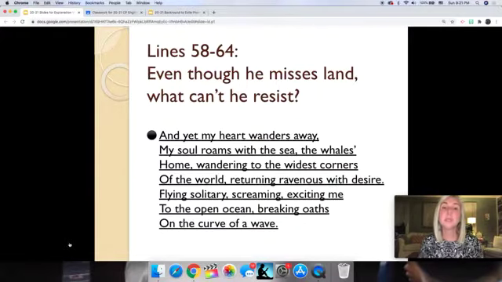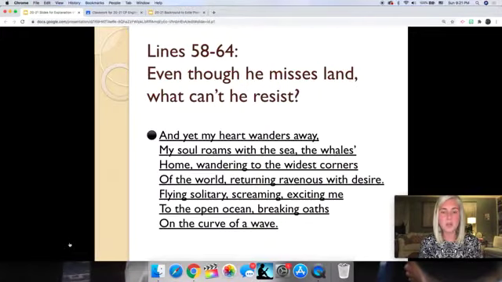Even though he misses land, why can't he resist it? And this part really gets to the heart of what type of exile we have here. And I'll reiterate this when I review the answers to your questions from the worksheet in week 2. This is a quote from lines 58 through 64.